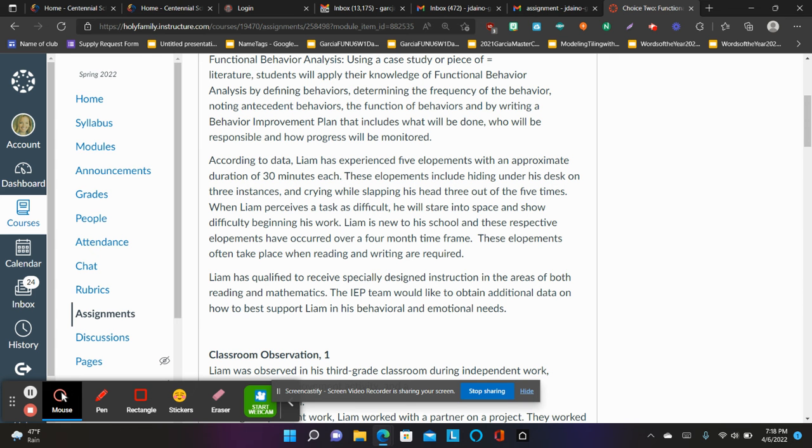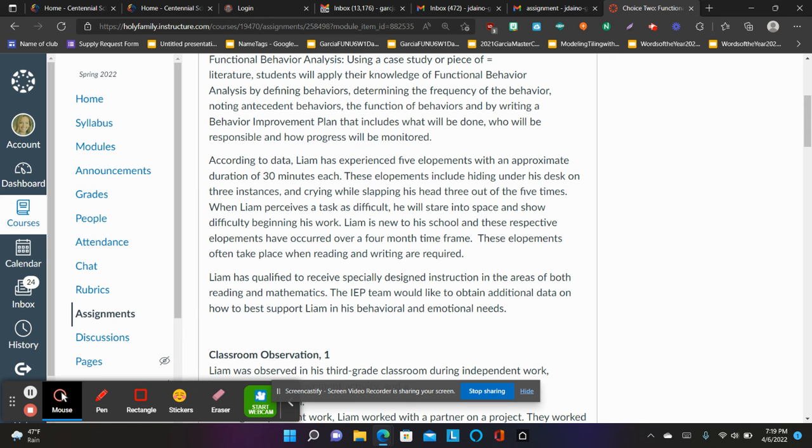So, as a special education teacher, you would need to be equipped with some skills to observe maybe what is happening before an elopement may take place. Maybe slumping of the shoulders, or an academic test, or a demand. So, that would be part of your FBA. So I will continue reading your scenario. When Liam perceives a task as difficult, he will stare into space, and showed difficulty beginning his work. So that initiation of work is an area for improvement.